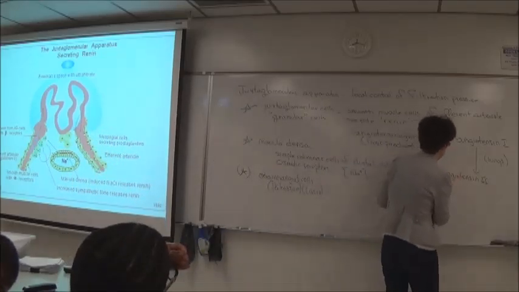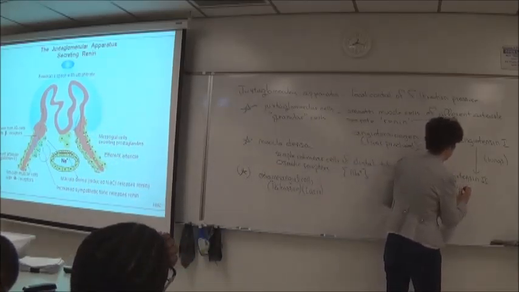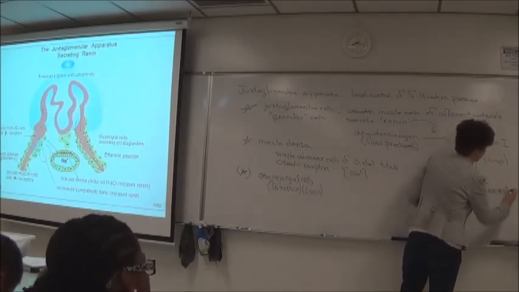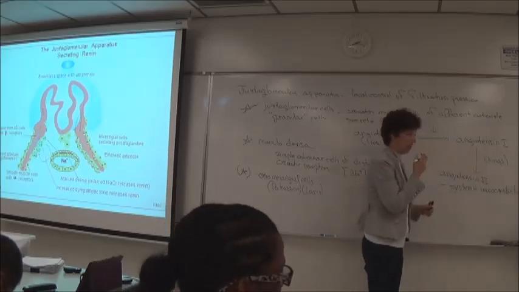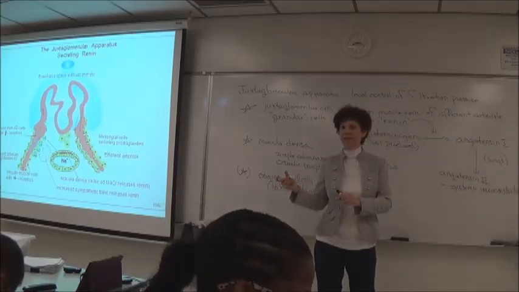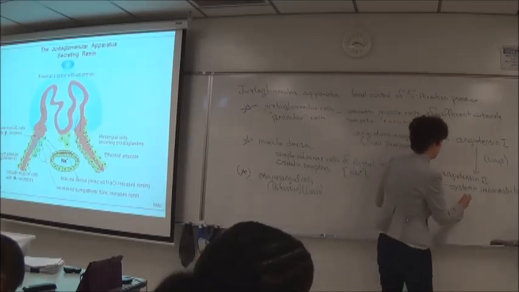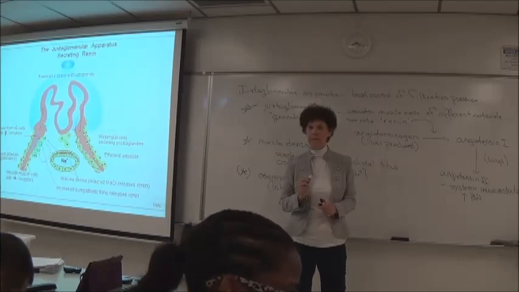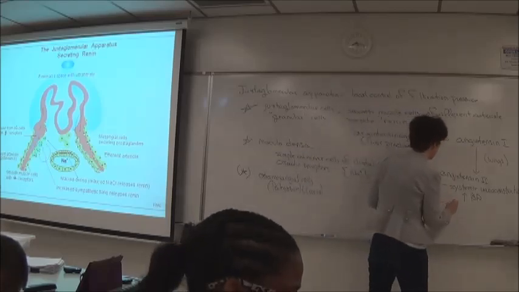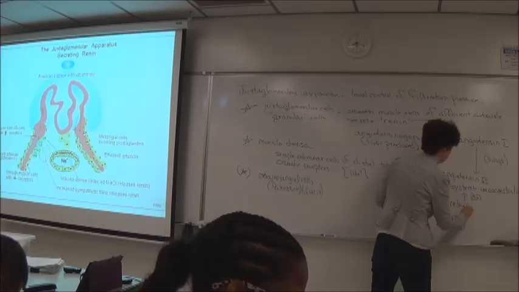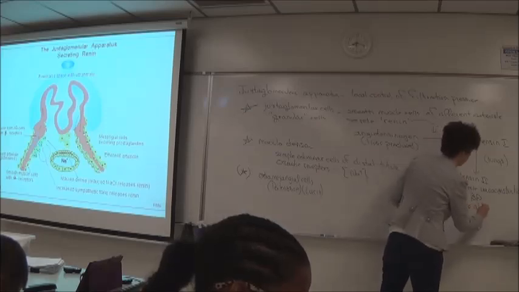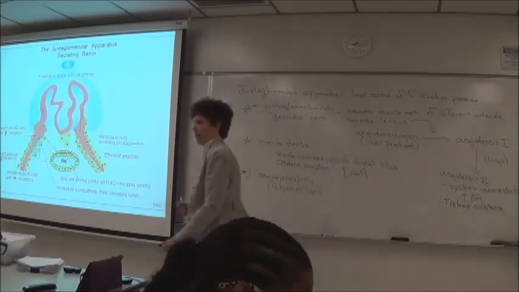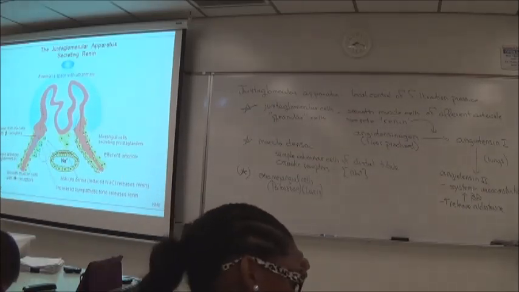So this is going to result in systemic vasoconstriction. What's that going to do to overall blood pressure? It's going to increase blood pressure. And it's also going to stimulate the release of aldosterone from the adrenal glands, which is going to increase blood volume by increasing sodium ion reabsorption.